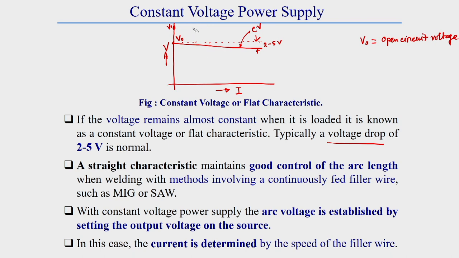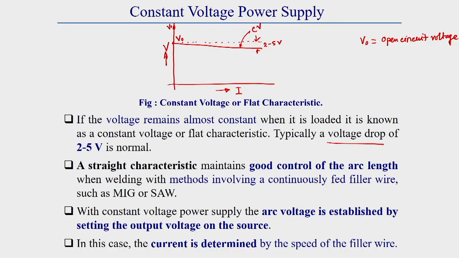Now here, where this characteristic is applied, how it looks, what the advantage is and what the drawback is of this power source characteristic, I should tell you now. This characteristic maintains good control of arc length. In the constant current power source characteristic, we observe that with a small decrease of voltage there is a small increase of current, and with a small increase of voltage there is a small decrease of current. So the changes of current and voltage were marginal.